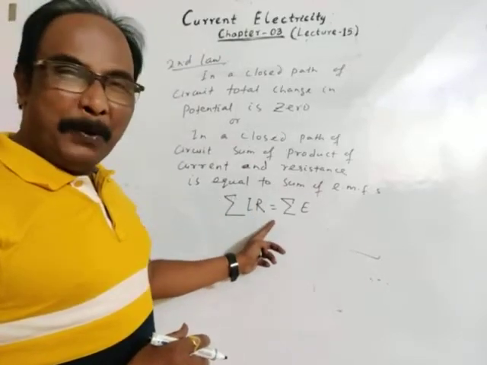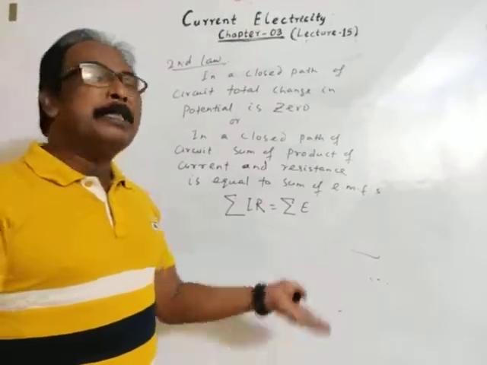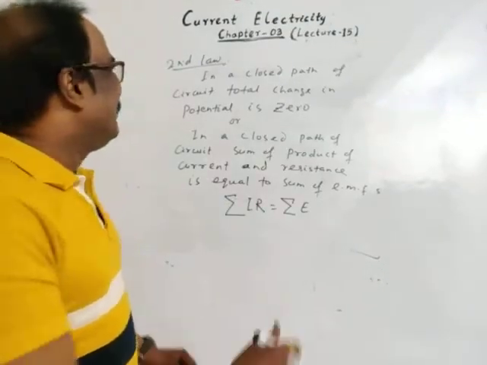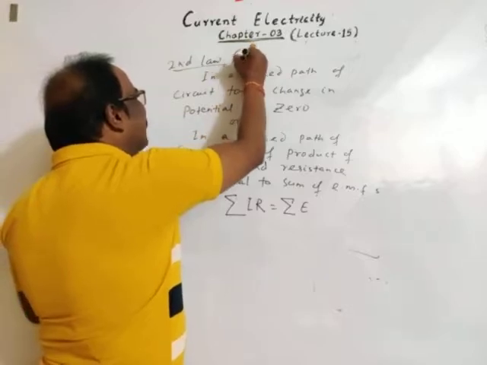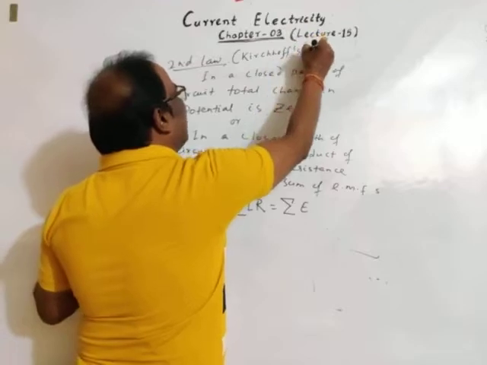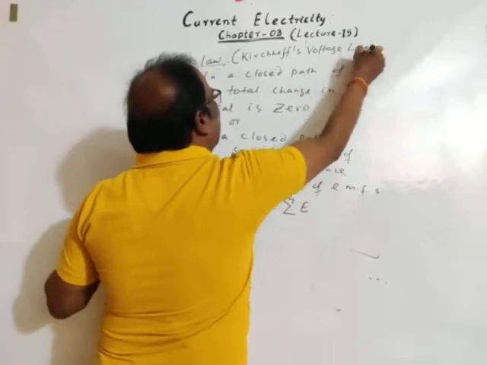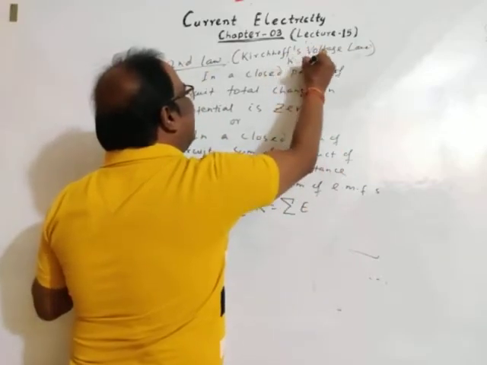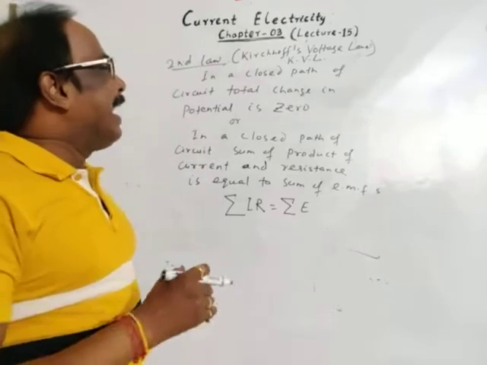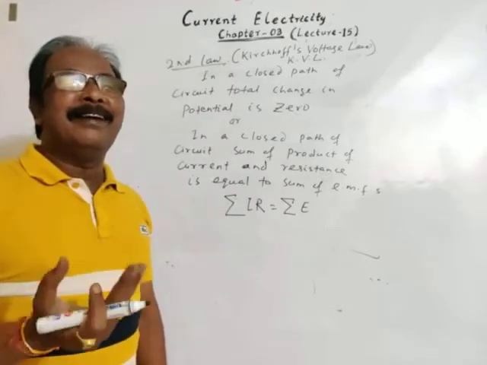See, the unit of IR is volt, V is equal to IR, and of course the unit of EMF is volt. Means the total change in volt is zero. So Kirchhoff's second law is also called Kirchhoff's voltage law, or in short, KVL. Kirchhoff's current law is KCL, and Kirchhoff's voltage law is KVL.